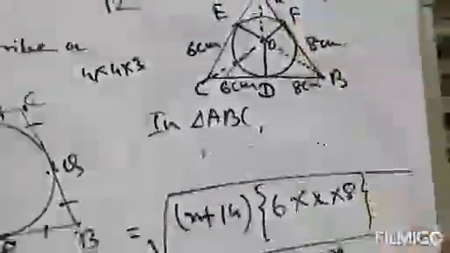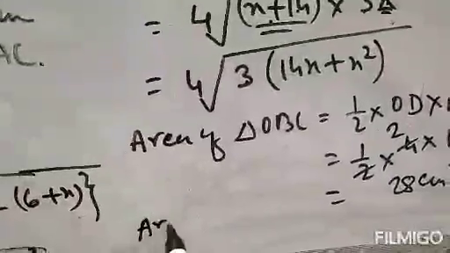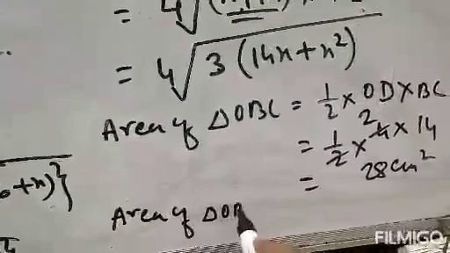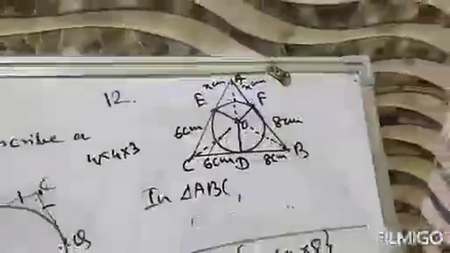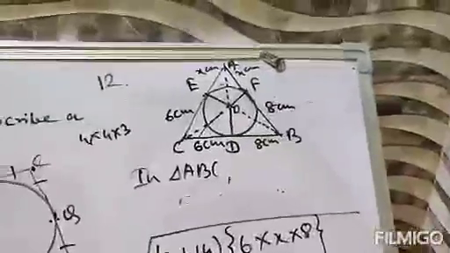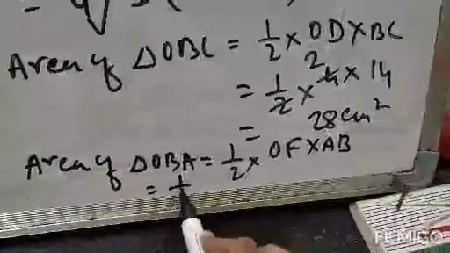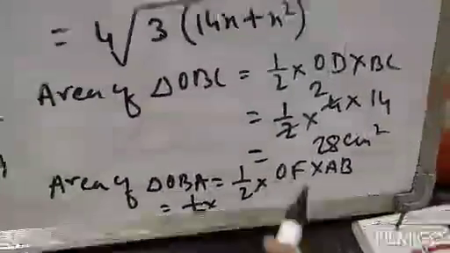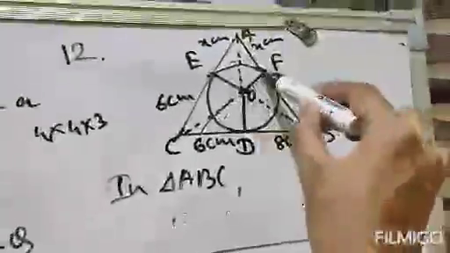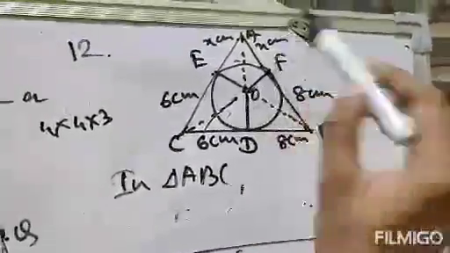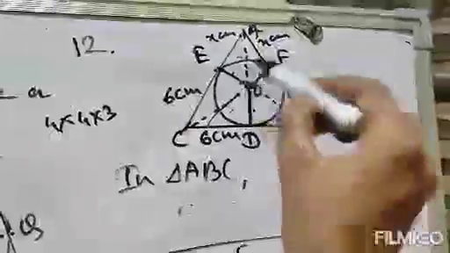Clear. On the same process, I will find the area of OBA now. Area of triangle OBA will be 1 by 2 into base into height. So in case of OBA, base is AB, and height is OF. So 1 by 2 into OF into AB. So OF, this part, this is also the radius. So if OD is 4 centimeter, OF will also be 4 centimeter, because these three are radius. So radius is given 4 centimeter.